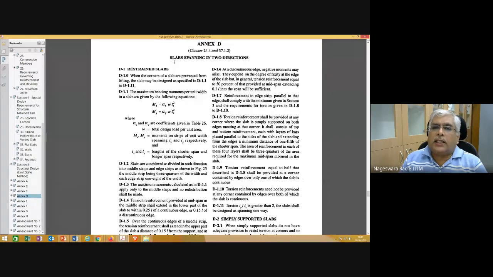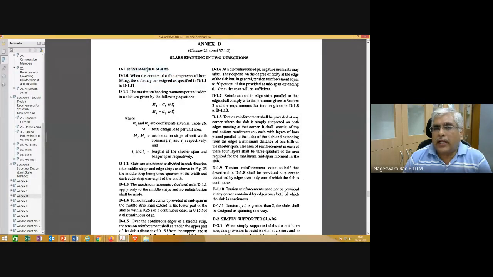This annexure is giving details on how to proceed with the design of slabs spanning in two directions. And the design of slabs spanning in two directions depends on, you can see here, when the corners of the slabs are prevented from lifting. When corners of the slabs are prevented from lifting, they are called restrained slabs.